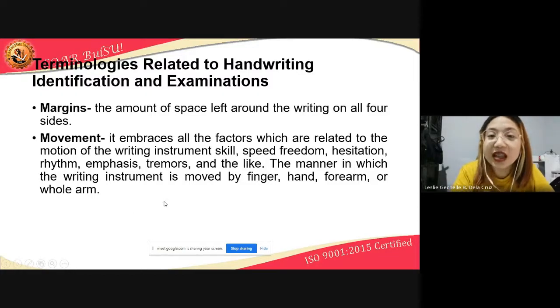Movement. It embraces all the factors which are related to the motion of the hand of the writing instrument, skill, speed, freedom, hesitation, rhythm, emphasis, tremors, and the like. The manner in which the writing instrument is moved by finger, hand, forearm, or whole arm. We've discussed this before na merong iba't ibang uri ng movement. At ito yun.